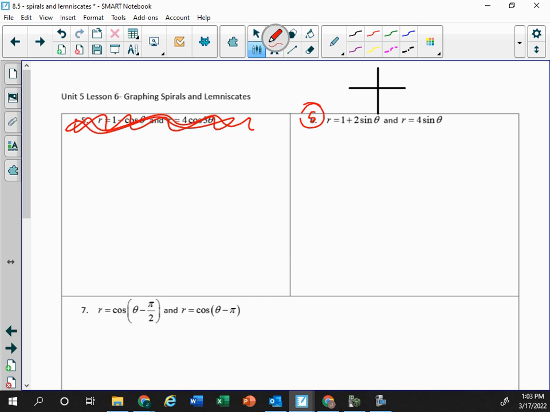Guys, what are these two graphs here? 1 plus 2 sine theta and 4 sine theta. What are they? One of them's a circle. And an inner loop, yeah.